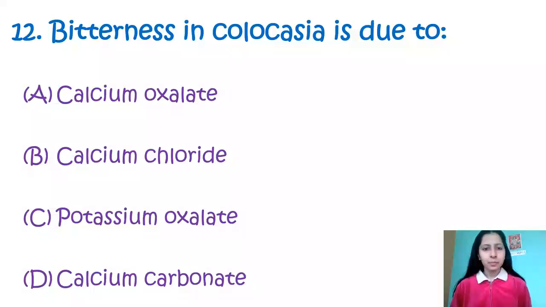Question number 12. Bitterness in colocasia is due to option A calcium oxalate, option B calcium chloride, option C potassium oxalate, and option D calcium carbonate. Colocasia, in Hindi, is what we call the leaves of Arabi. The bitterness present in it is due to the presence of calcium oxalate, that is option A.